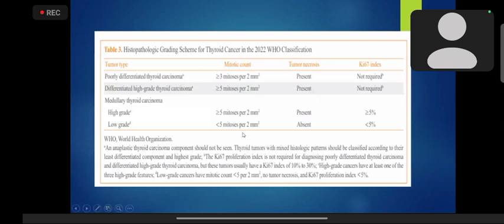Histopathologically, this is the conclusion described in one paper. We can conclude that Ki67 is not required to discriminate them. The mitotic count is the main important feature to separate poorly differentiated from differentiated high-grade carcinoma.